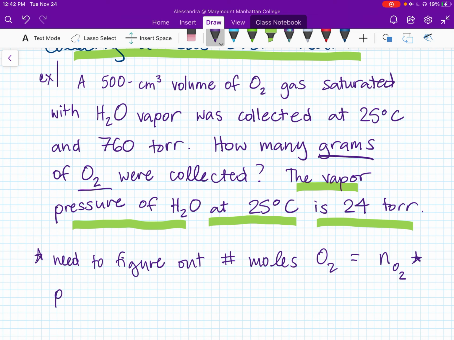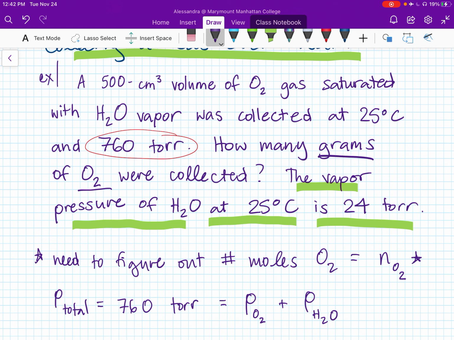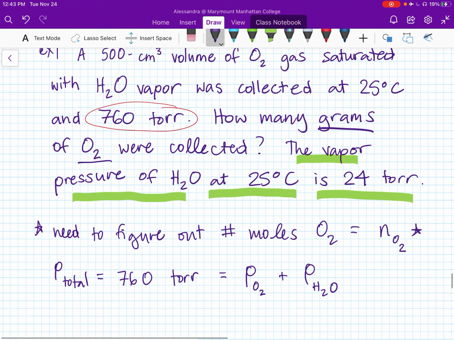So when we think about the total pressure, which they gave us as 760 torr, that total pressure is going to encompass both the pressure exerted by the oxygen as well as the pressure exerted by the water vapor, since those are the two gaseous components here. Oxygen saturated with water vapor. That's just Dalton's law of partial pressures applied to this problem.